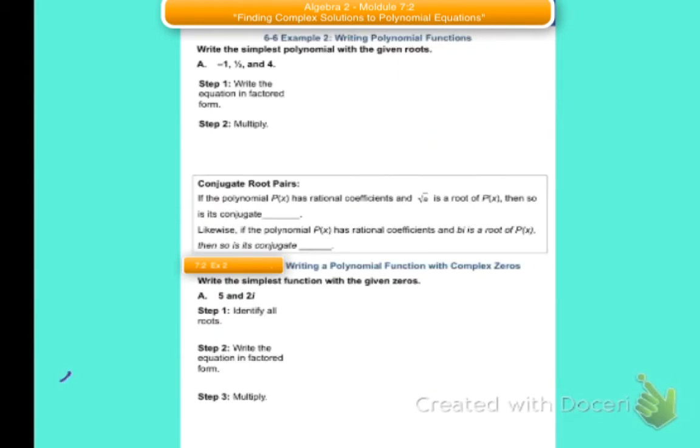Okay, so the next learning goal was to write polynomial functions if we're given the roots. Example A says the roots of this polynomial equation are -1, 1/2, and 4. Now, we're not told anything about multiplicity, so what we can assume is that since there are 3 roots, this is going to be a third degree or a cubic equation.